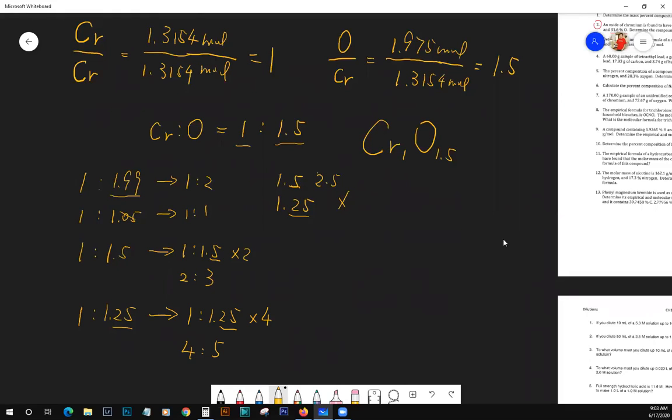So now what we have is 1 chromium and 1.5 oxygen. For the empirical formula, you need whole numbers, not a fraction or decimal. So we multiply by 2 on both elements. The empirical formula is going to be chromium 2 and oxygen 3. This is the empirical formula we can have.